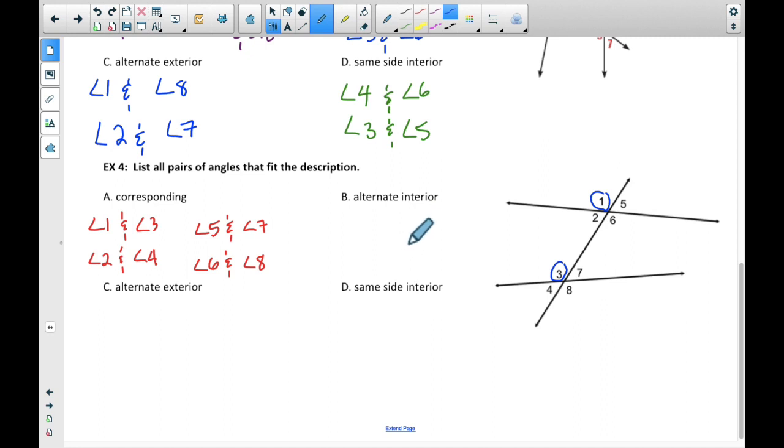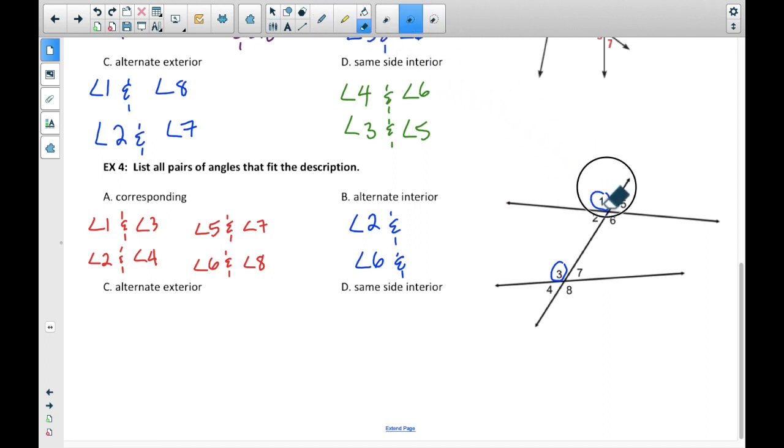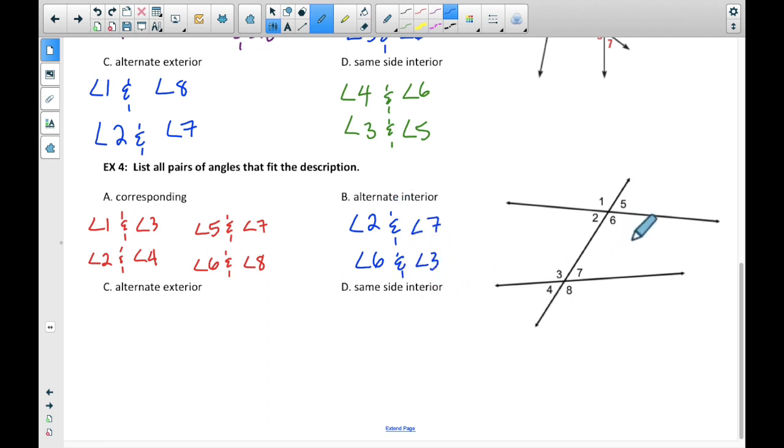All right, next question is alternate interior. So those are interior angles. So we'll focus our attention on angle 2 and angle 6, and we'll try to find what they match with. So you can pause it here and decide what they go with. Okay, alternate interior means we go to the other side of the line, but we stay inside these two lines. So angle 2 and angle 7 are alternate interior, 3 and 6 are alternate interior.